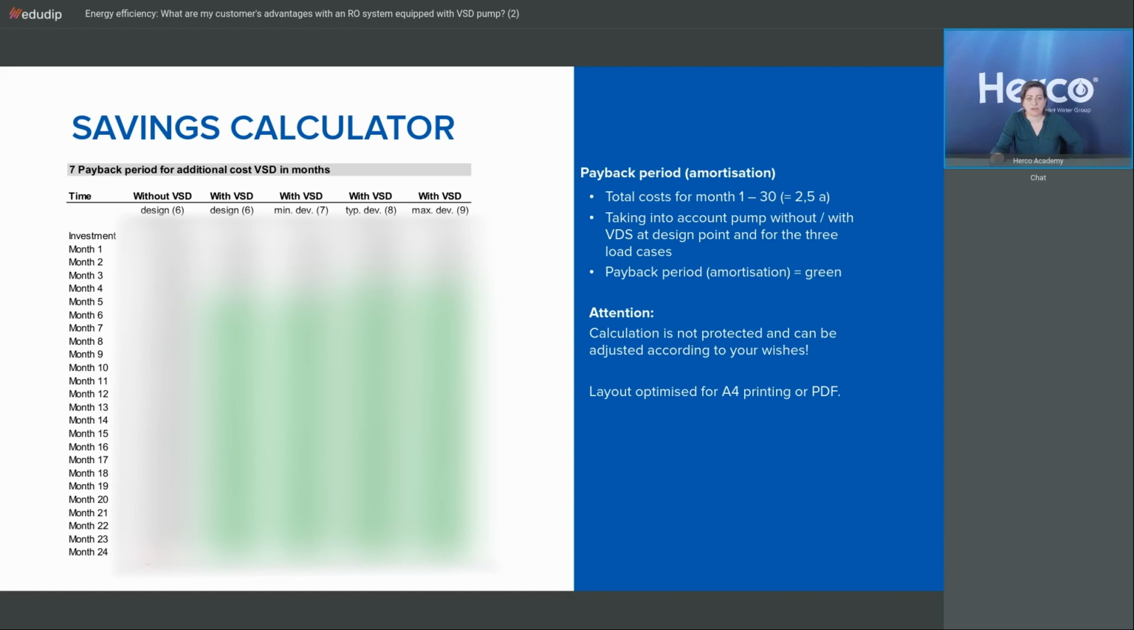And you see already, here we are at the end of 292,000, 282,000, 80, 77, 75. So the further we are away with the load case from the design, the more savings we have. All these calculations are, as I said, not protected, can be adjusted, and are optimized also for printout on A4 or on PDF. So you can add them to your quote, show the client what he can expect, and it's good to convince the client or to calculate also different options for a larger project.